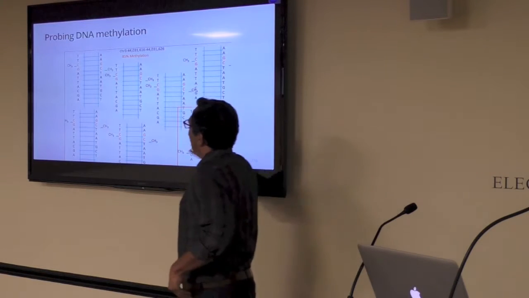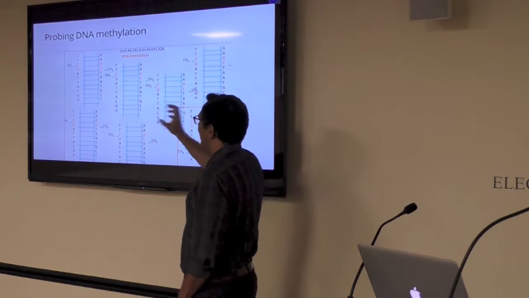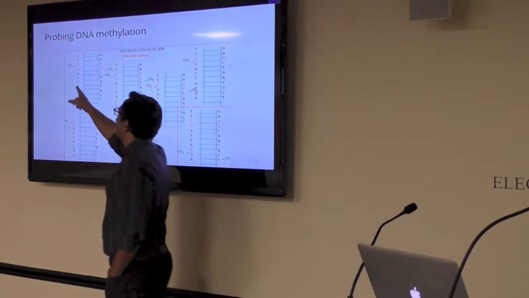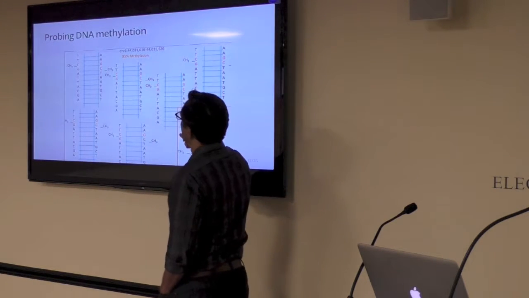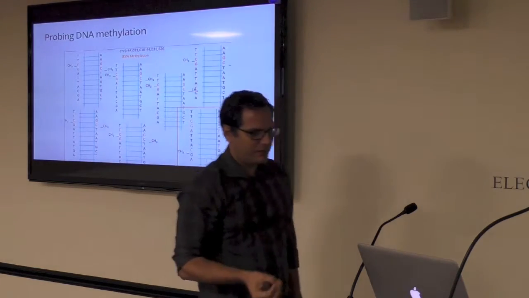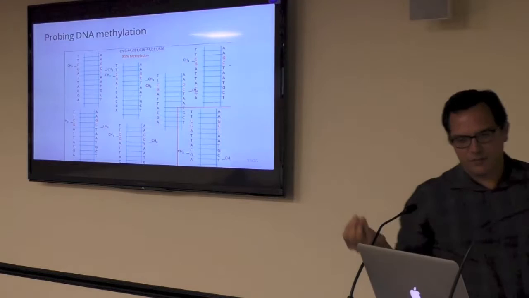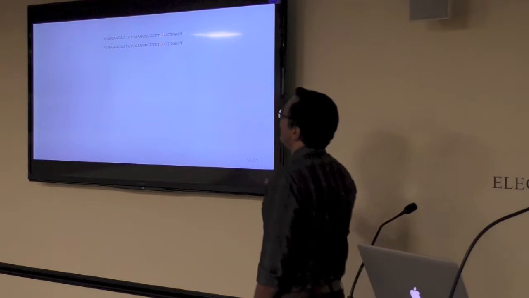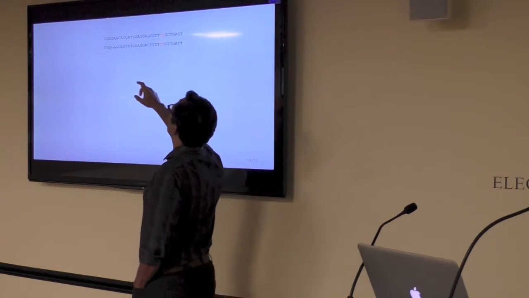We have a pool of cells, a pool of molecules, and we're asking how many of those molecules have that modification at that position versus those that do not, and get a percentage that says how many of those have that modification, how many of those do not. All right, so as I said, we have great biochemical tricks to do this.